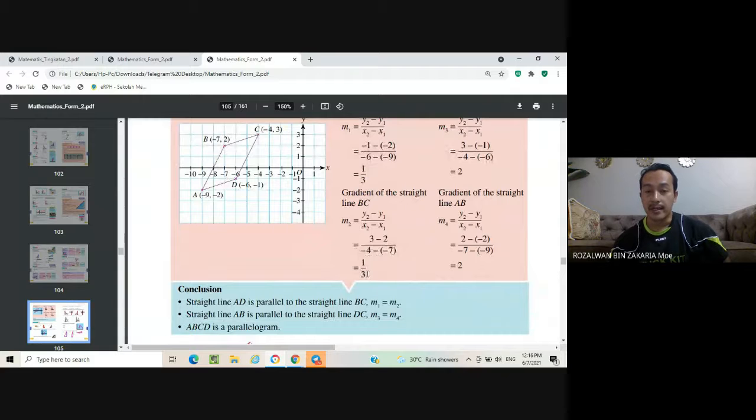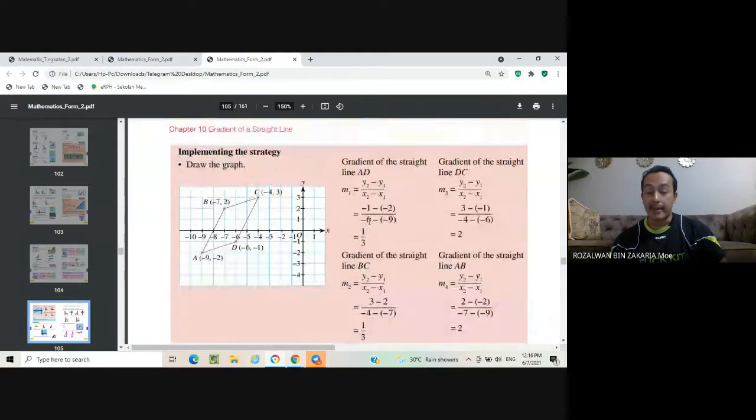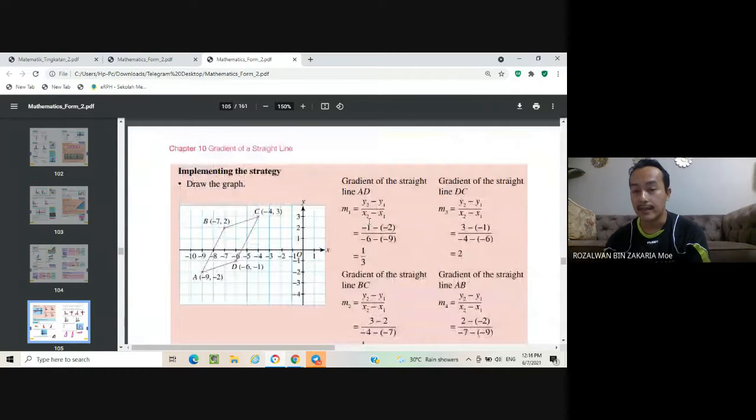So as you can see there, the value of the gradient M1 and M2 is the same, which is equal to 1 over 3. That means the line BC and the line AD are parallel to each other, right? Then we have to calculate the gradient of the line DC, or CD. In the textbook they use DC, so we use DC here. Let's say the gradient of the straight line DC you label as M3.